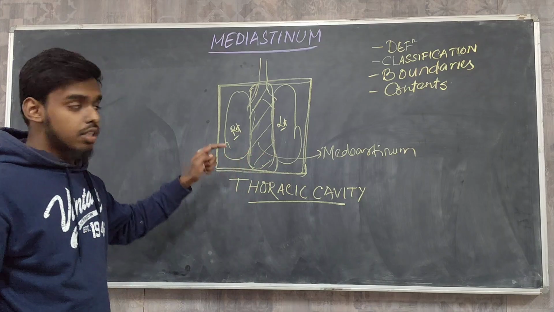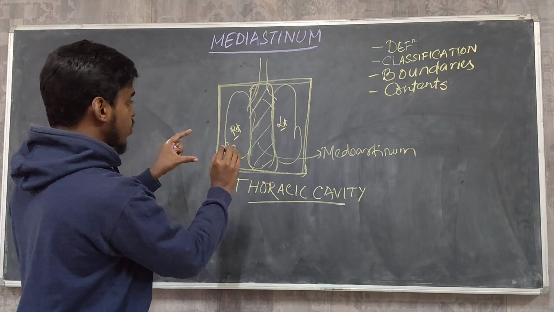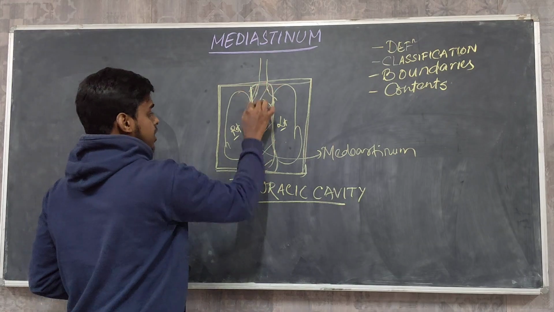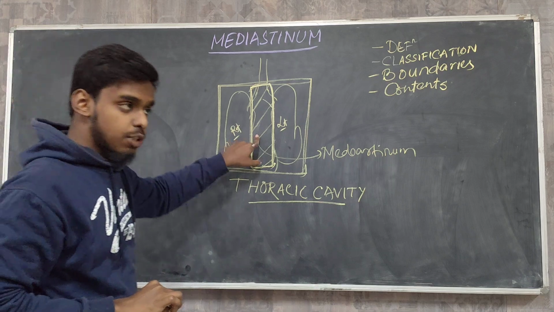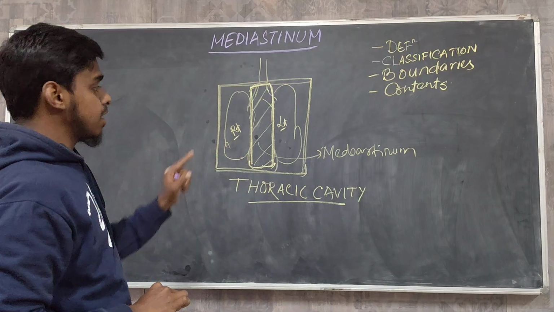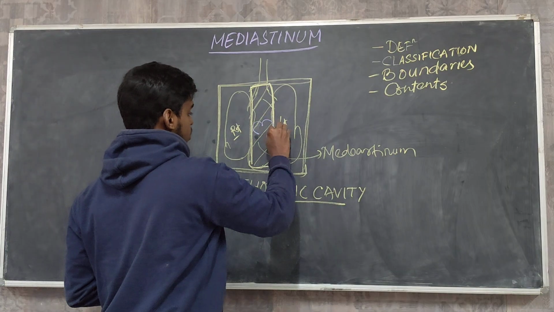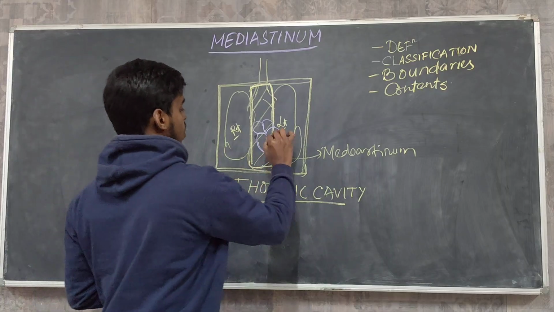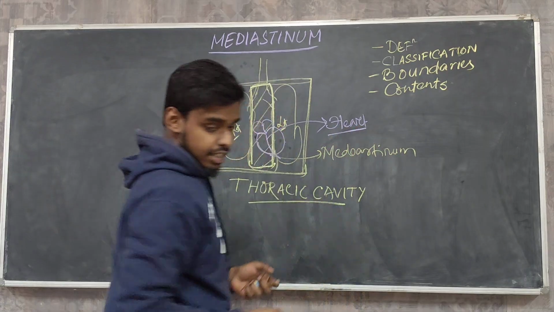So what is mediastinum? Mediastinum is the space in between our thoracic cavity which is enclosed between the two lungs, one right lung and one left lung. So this is the definition of mediastinum. And the main organ of the mediastinum is the heart. Heart is the main organ of the mediastinum.